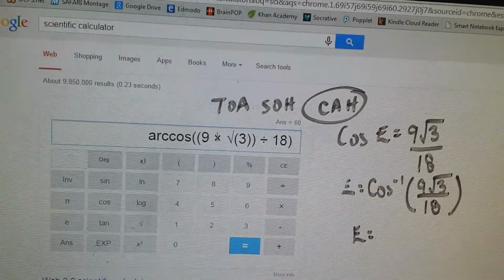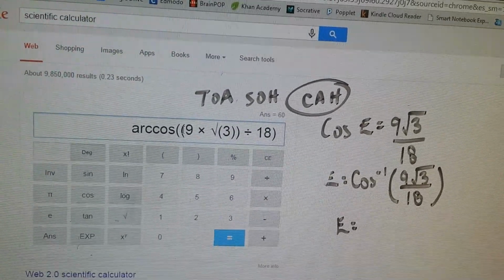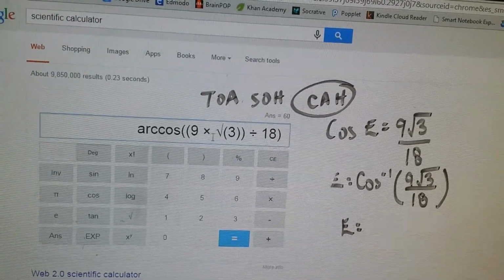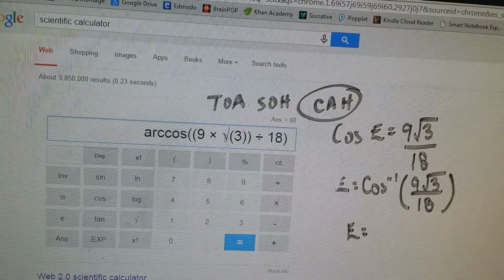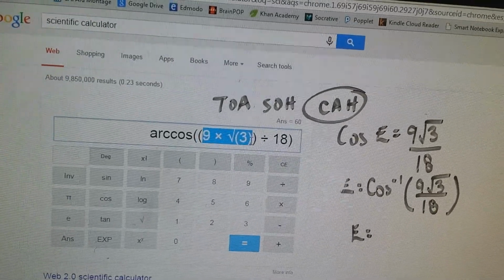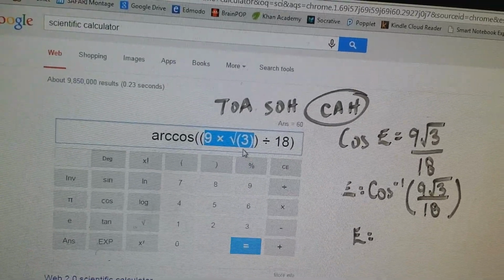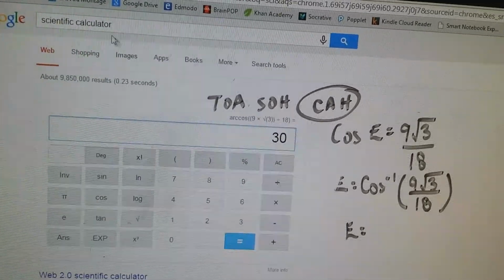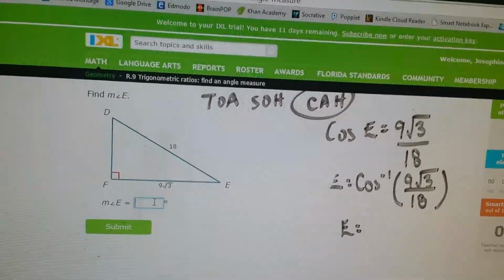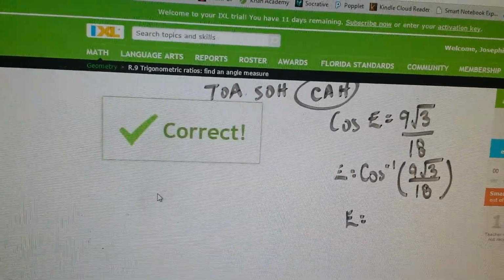So what this is telling you to do from order of operations is it's first going to do 9 times the radical of 3 first. Then it's going to take that answer of 9 times radical 3, because that's in parentheses, and divide the whole thing by 18. Equals 30. So your answer here is equal to 30.